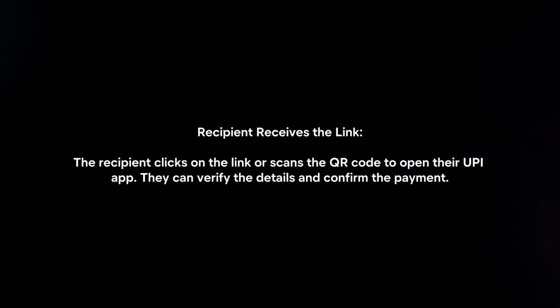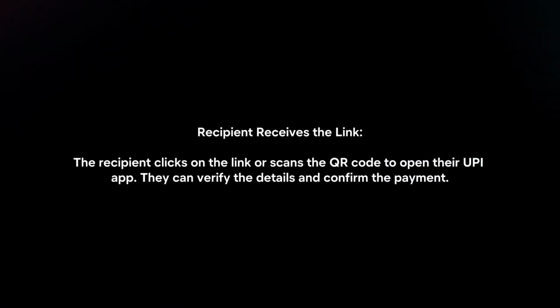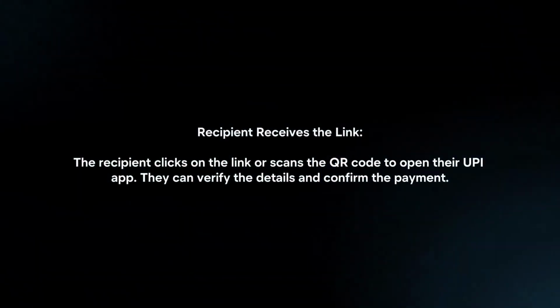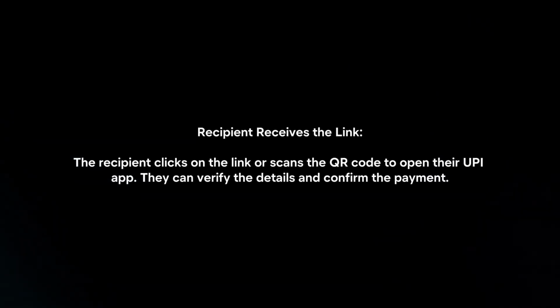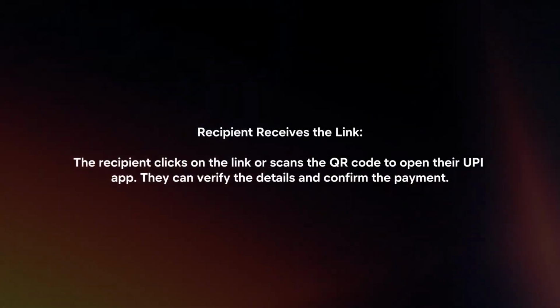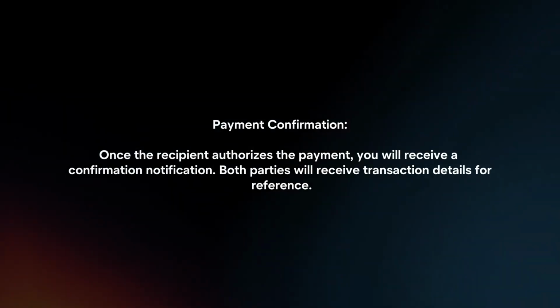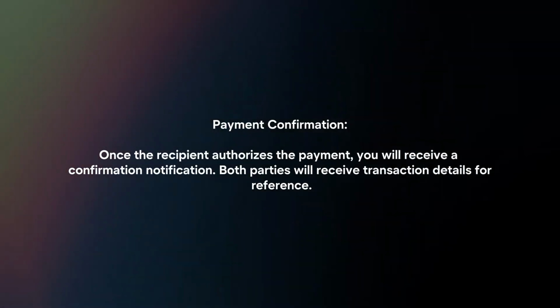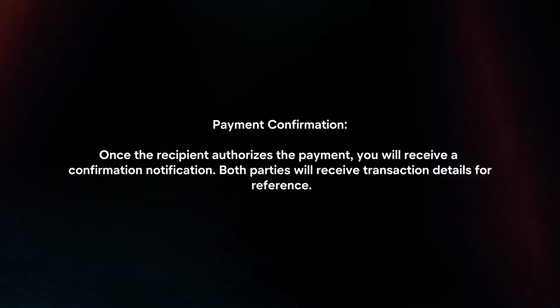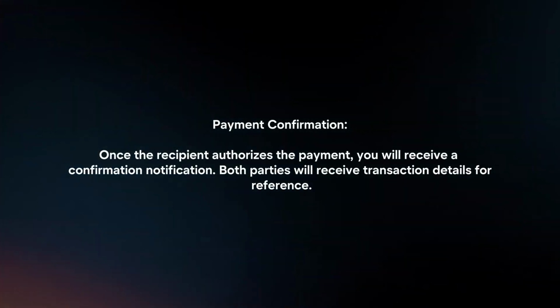Recipient receives the link. The recipient clicks on the link or scans the QR code to open their UPI app. They can verify the details and confirm the payment. Payment confirmation. Once the recipient authorizes the payment, you will receive a confirmation notification. Both parties will receive transaction details for reference.